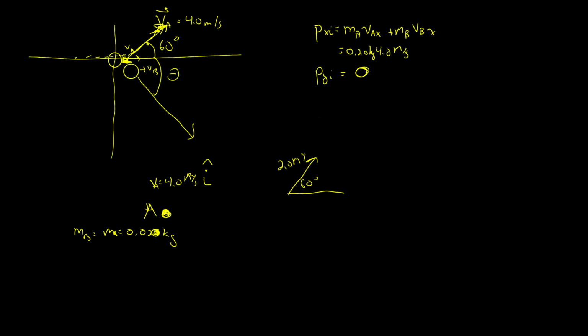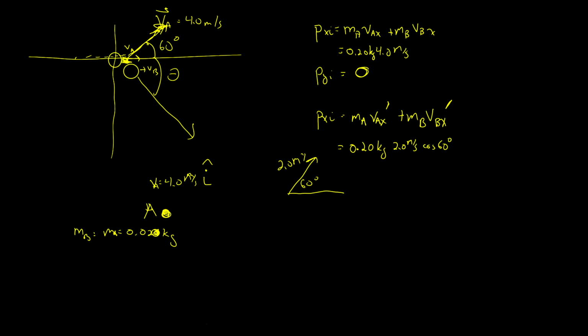Now these two objects are going to collide, so the final momentum in the x direction is going to be the mass of A times the velocity of A in the x primed, plus the mass of B times the velocity of B in the x primed. Now the mass of A is 0.20 kilograms, and the velocity of A, well, now we know the magnitude is 2.0, so we're going to get 2.0 meters per second times the cosine of 60, because it's only the component in this direction.